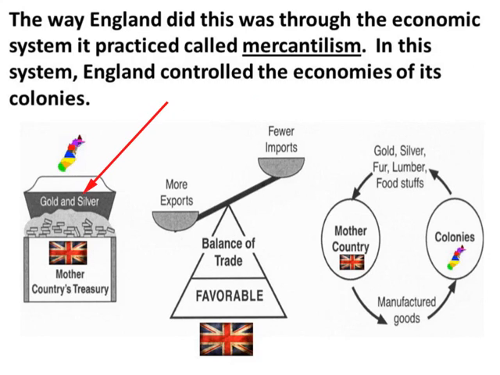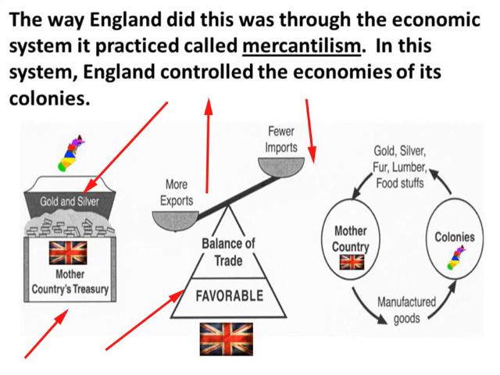England would take gold and silver from the colonies and send it back to England and add it to its own treasury. A second part of mercantilism was a favorable balance of trade for England. A favorable balance of trade is when you have more exports, which are goods going out, than you have imports, which are goods coming in.